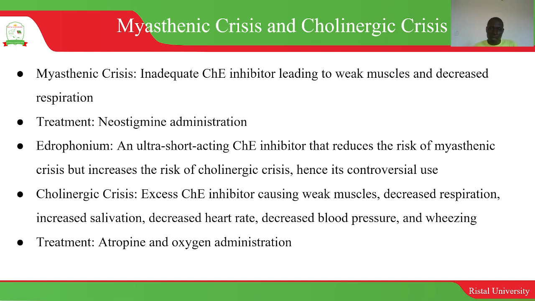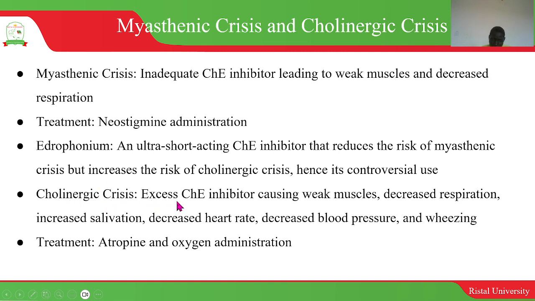There's what we call myasthenic crisis and cholinergic crisis. Myasthenic crisis occurs when there are inadequate cholinesterase inhibitors, leading to weak muscles and decreased respiration. For treatment, we can use neostigmine. Edrophonium is an ultra-short-acting cholinesterase inhibitor that reduces the risk of myasthenic crisis but also increases the risk of cholinergic crisis. Hence, it's a bit controversial in use. So the best we can use is neostigmine.